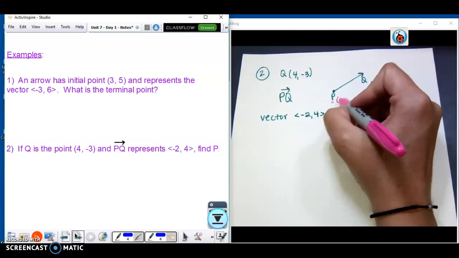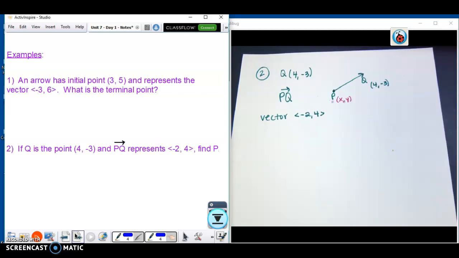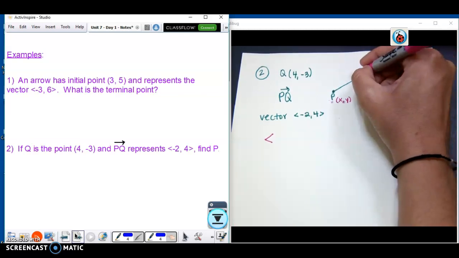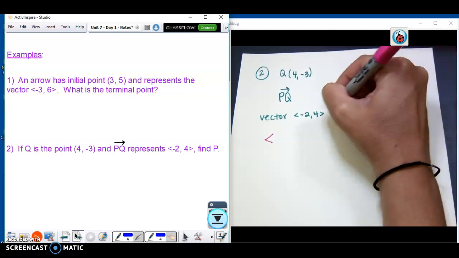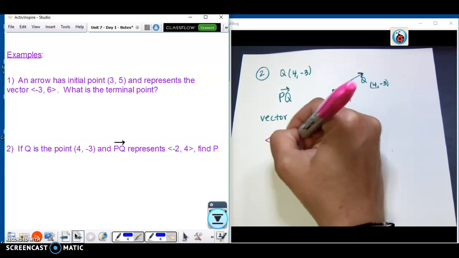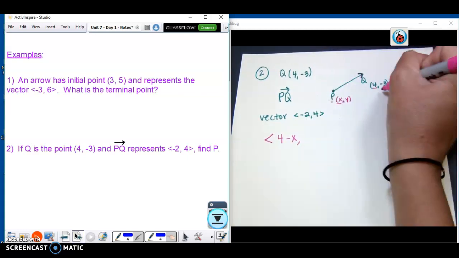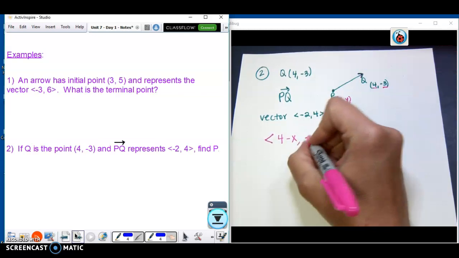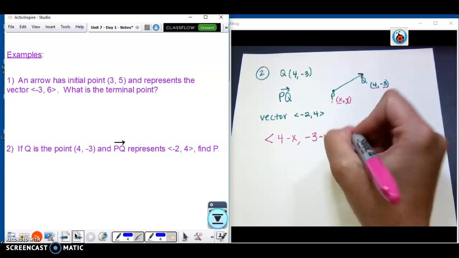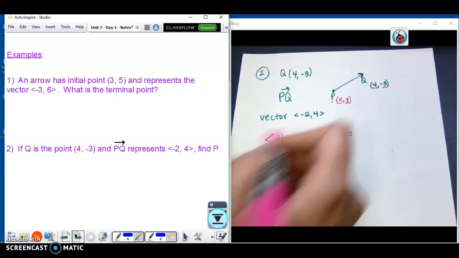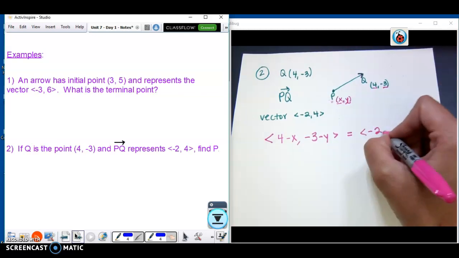So I'm going to do the same thing. I'm going to call P just x, y, because that's what I'm looking for. And we know the vector. So if we were going to write the vector, we always do the terminal minus the initial. So we would be doing 4 minus x this time, comma, then negative 3 minus y. So that's how you would set up the vector. We know the vector is negative 2, 4.